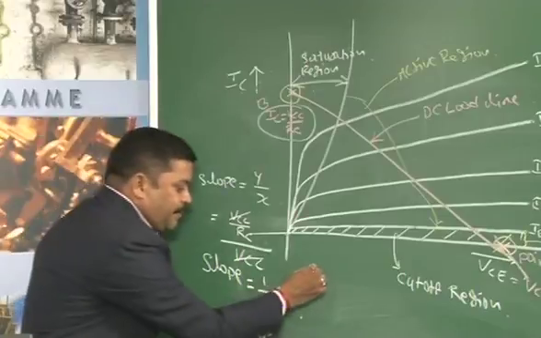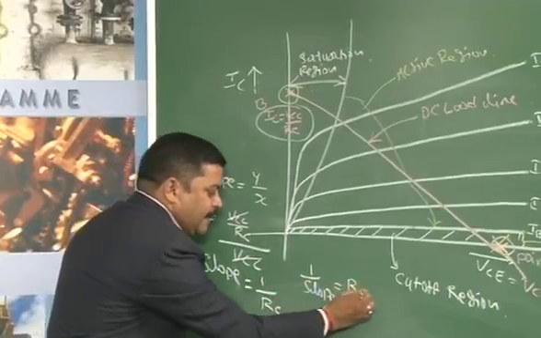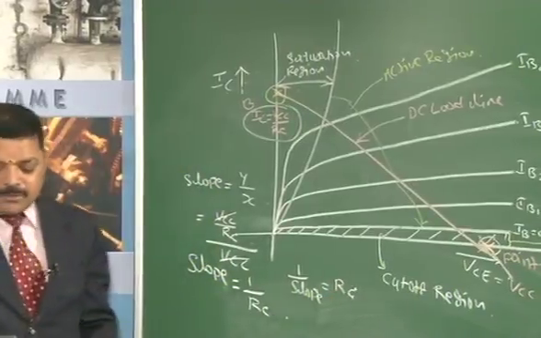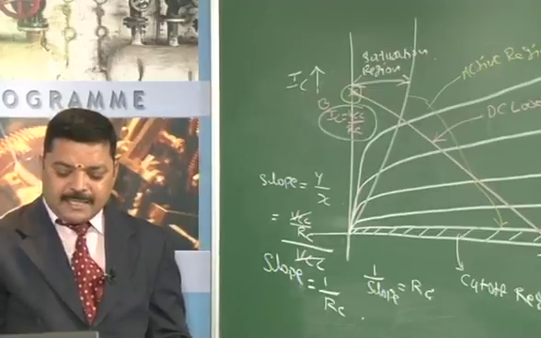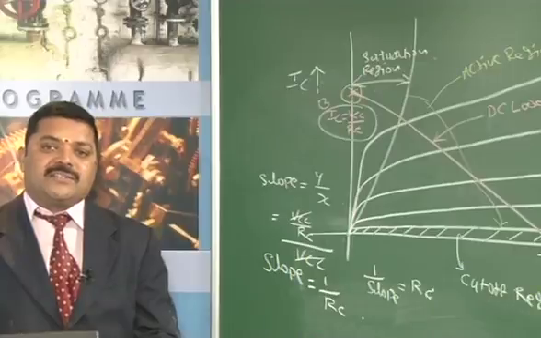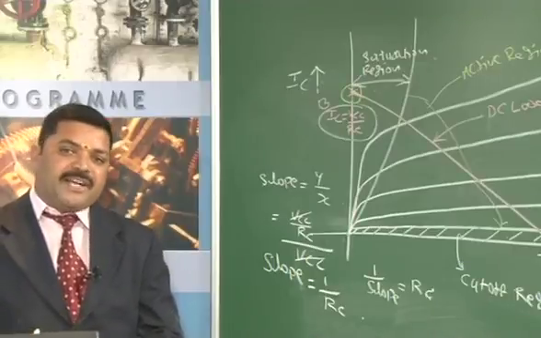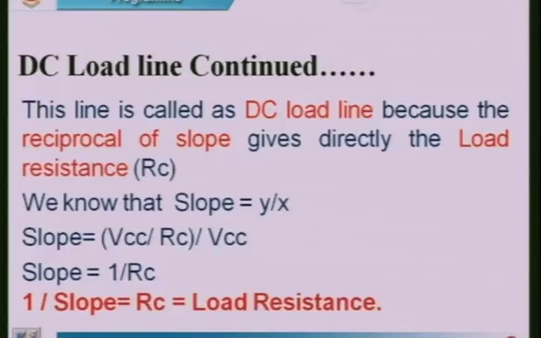If we take the reciprocal of slope, we get RC. RC is what? It is a collector resistance. Collector resistance means when we are not using an external load resistor, then automatically by default the collector resistance RC becomes a load resistance.